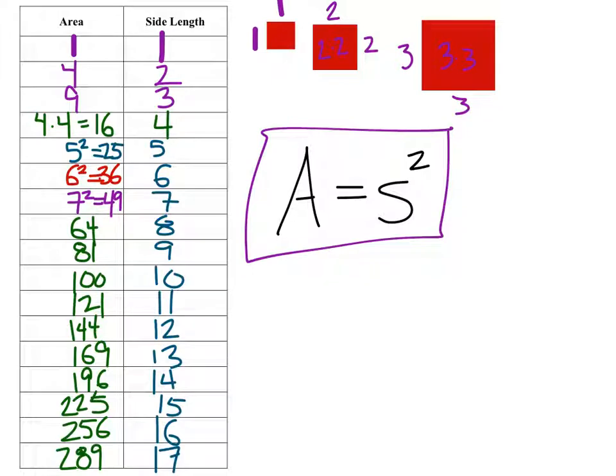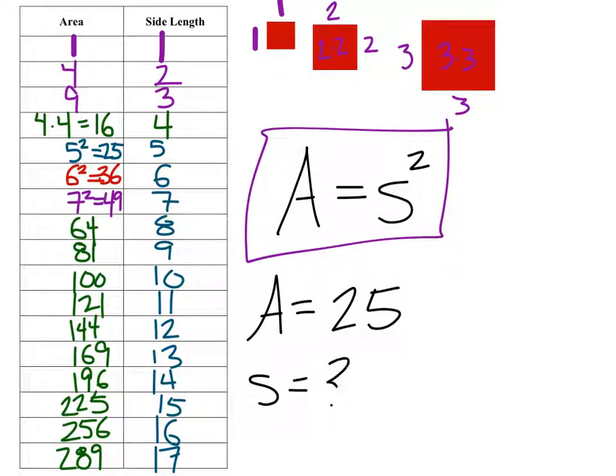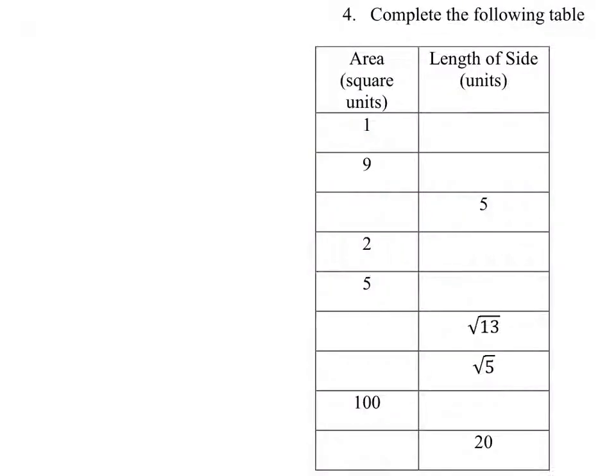The question is, let's say that I gave you an area that was 25, and I said, I need you to find the side length. Well, how would we find that side length? That is what we need to figure out today. Alright, so that takes us to number 4. They've given us some areas. I don't know why it's number 4, by the way, but I guess that's what it is. And we have to find the side length of these. Now, we could use the previous chart, but we may not need to.